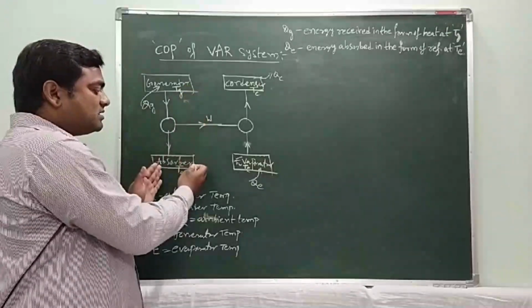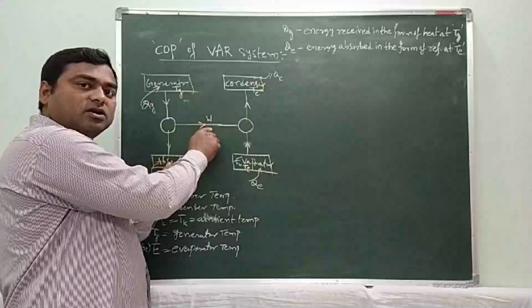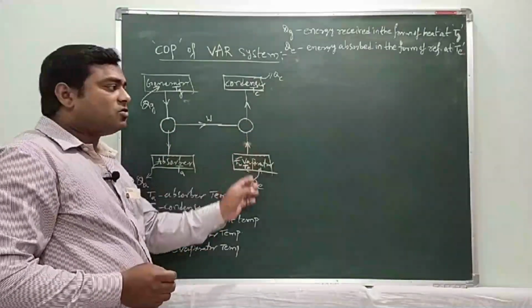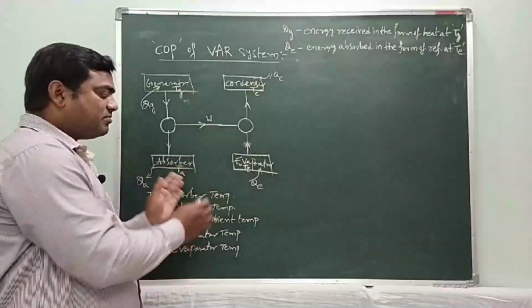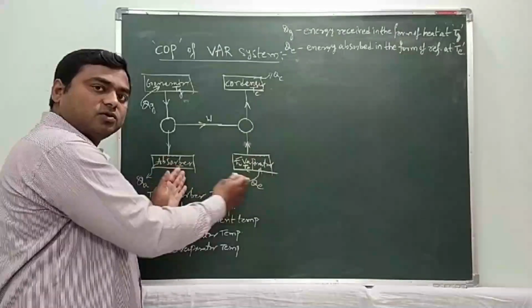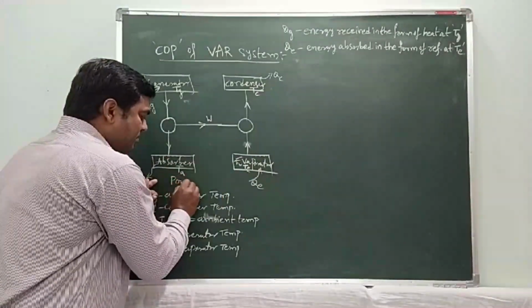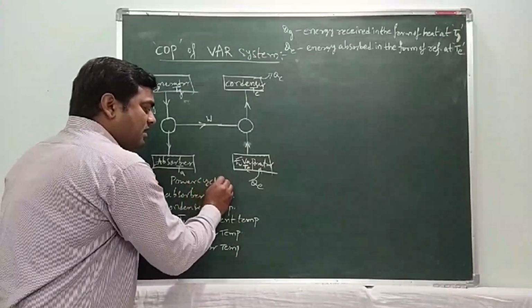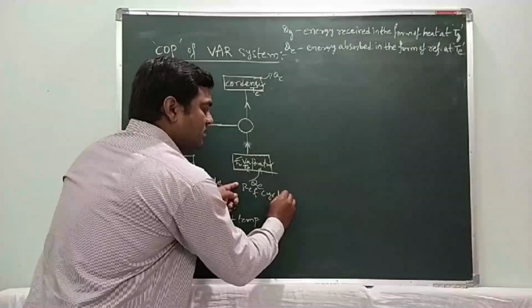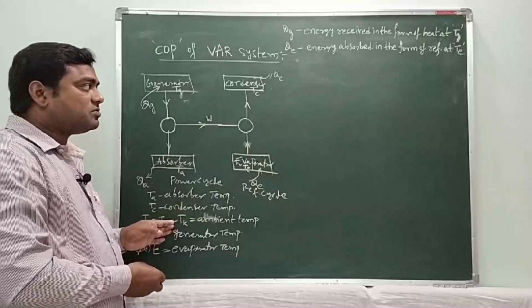I can say this one as a power cycle, which is producing a certain amount of work which is going to be supplied to the refrigeration cycle. So I have divided the total cycle into two cycles. One is the power cycle, and the other one is the refrigeration cycle. Okay, I am doing it this way.